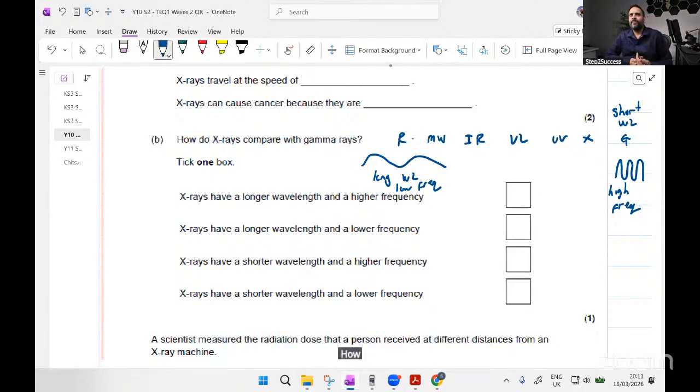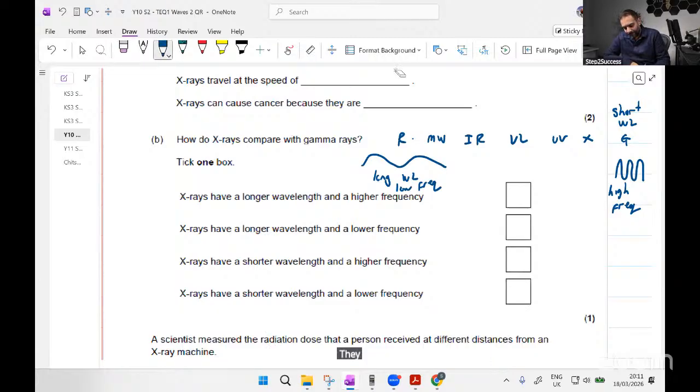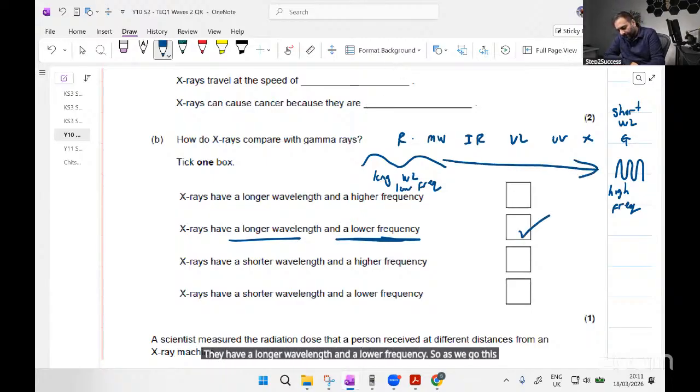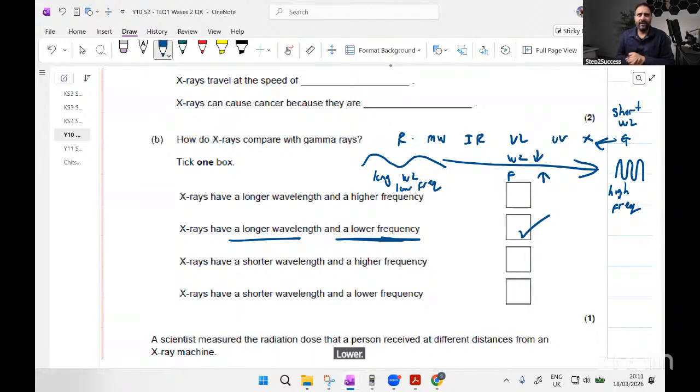How do X-rays compare with gamma rays? The first option is X-rays have a longer wavelength and a higher frequency. No, they don't. They do have a longer wavelength, but they don't have a higher frequency. They have a longer wavelength and a lower frequency. So as we go this way, the wavelength is decreasing, but the frequency is increasing. So as we go that way, your wavelength is getting longer, but the frequency is getting lower. Quite awkward, that kind of question.